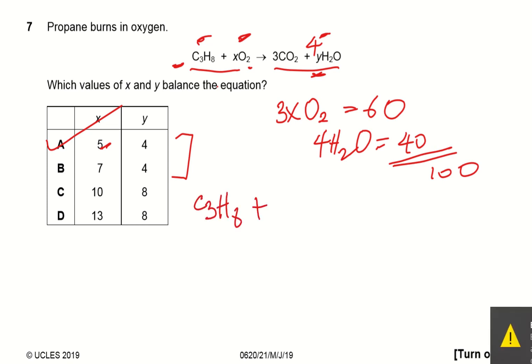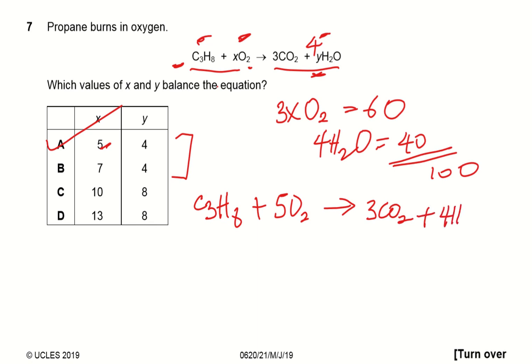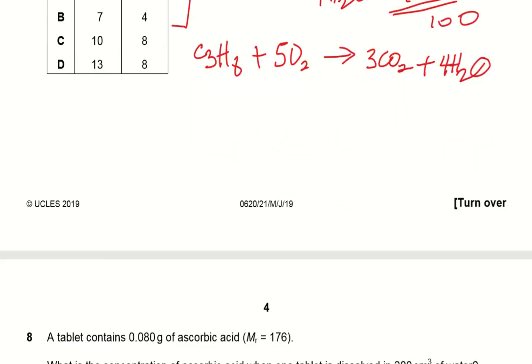Okay, let's balance, look at that and confirm. The equation: we have plus 5O2 to give us 3CO2 plus 4H2O. That perfectly balances the equation.